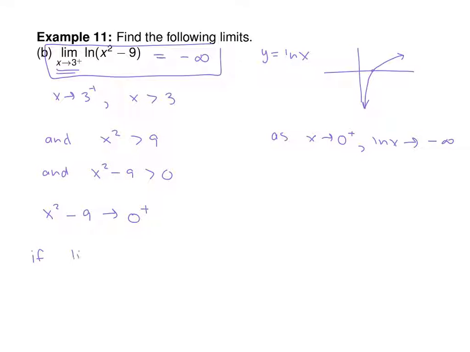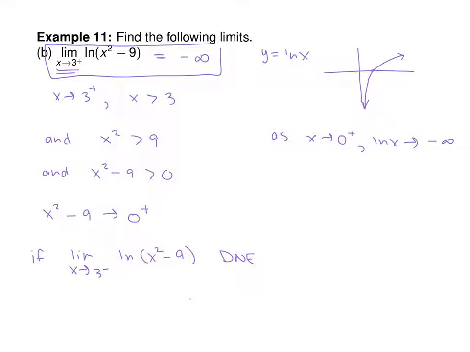If I'd asked for the limit as x goes to 3 minus of the same expression, this wouldn't exist. And that's because if the number you plug in is less than 3, this expression in here is negative. Does that make sense? If this x is like 2.9, 2.9 squared is less than 9, right? And that's going to make a negative number. You can't log negative numbers, right?